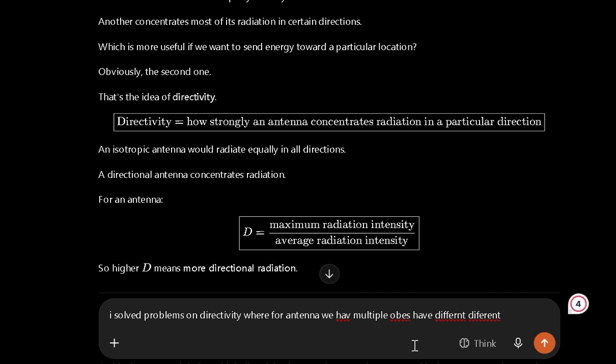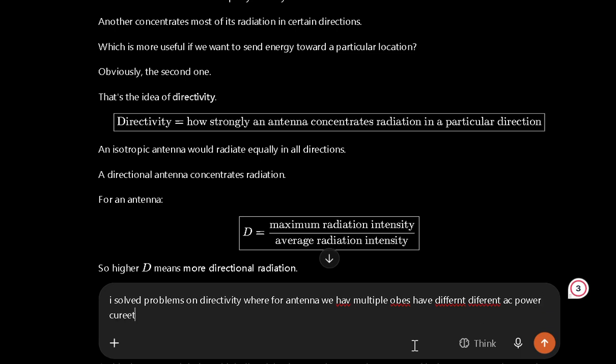Like AC current input. Decibels are something we calculate, and how we calculate them, we will see in a problem exactly.